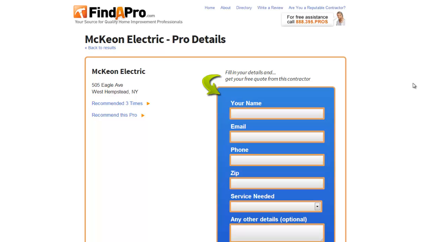So here's the third and final case study from FindAPro for today. It's another nice short one. Here's the original. We're also looking at the pro detail page. Here's one example of a pro detail with not much on it. Just a little bit of information and three recommendations. You can see the free quote link appearing there.